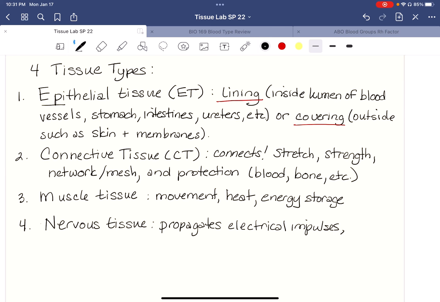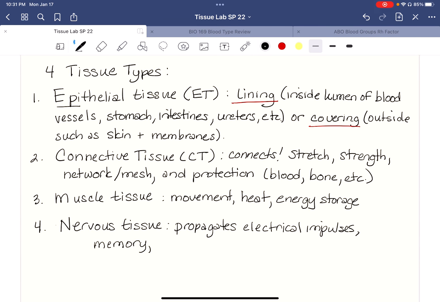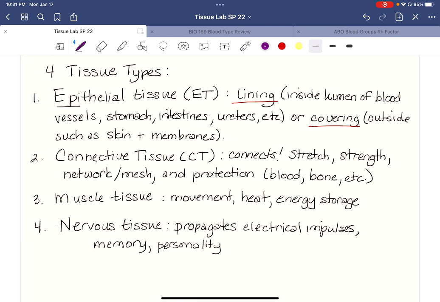Also serves us for memory. Now we're thinking about the brain. I don't know how mine's working right now. And personality, etc. Anything found in the brain. So now we've got four types of tissue we can think of: connective, muscle, and nervous tissue is going along with epithelial tissue.